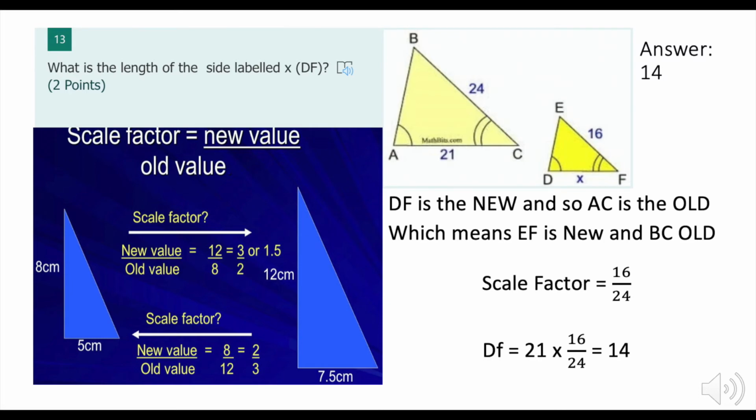Right, this is all to do with scale factor. Scale factor is the new value divided by the old. So you've got to work out which is the new, which is the old. DF is the new, so AC will be the old. EF is the new, and therefore BC is the old. So you use those two to work out the scale factor. Once you've done that, times it by 21. Have a look at what I've just done.